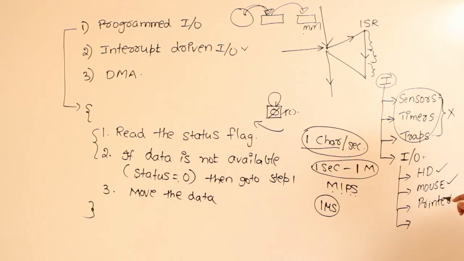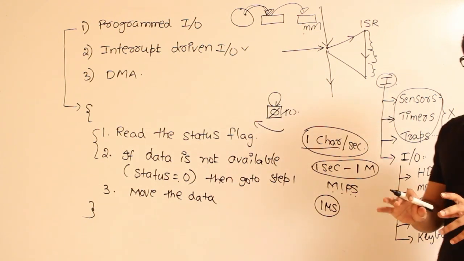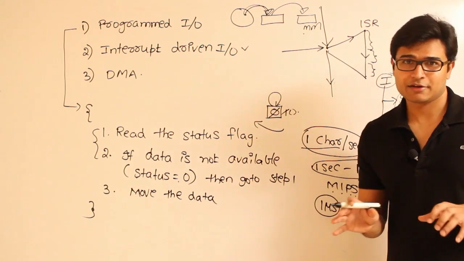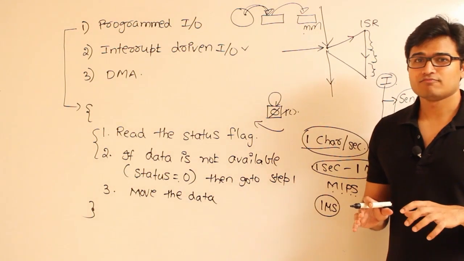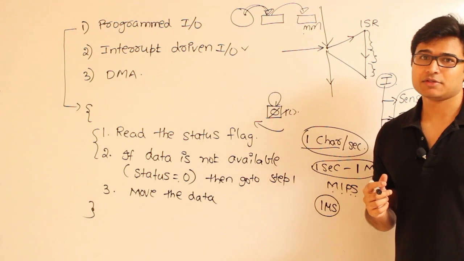So a printer will be able to print the output very fast, right? Or maybe a scanner. A scanner will be able to read very fast. And then finally keyboard. Keyboard is generally the slowest device, because when we are typing, we will not be able to type more than probably 2-3 characters per second. So in that time, in 1 second, our CPU can execute 1 million instructions, right?